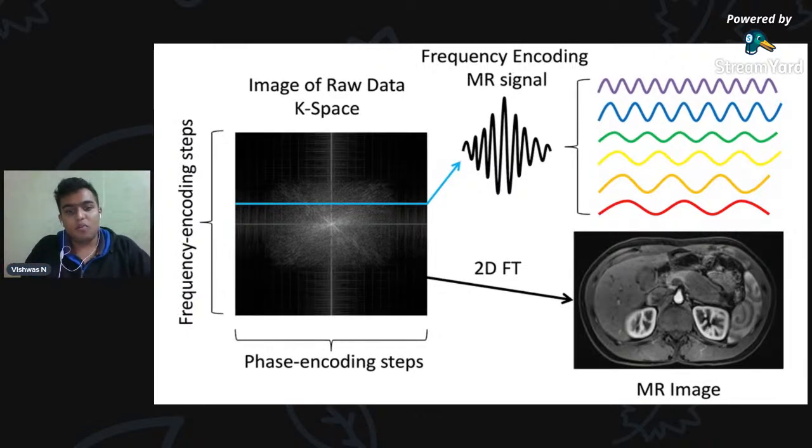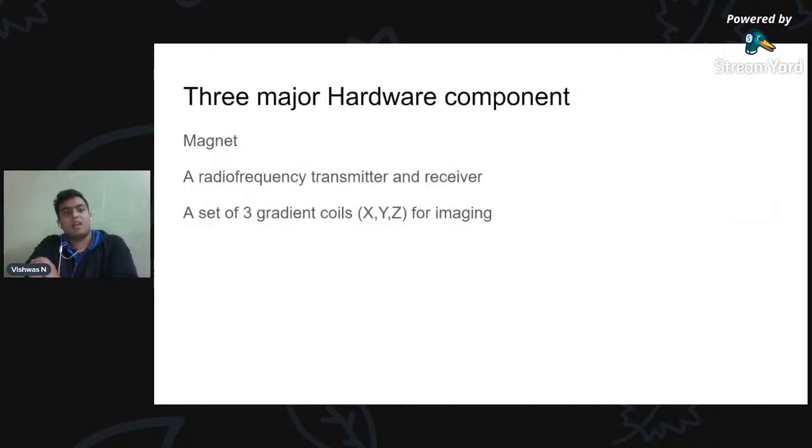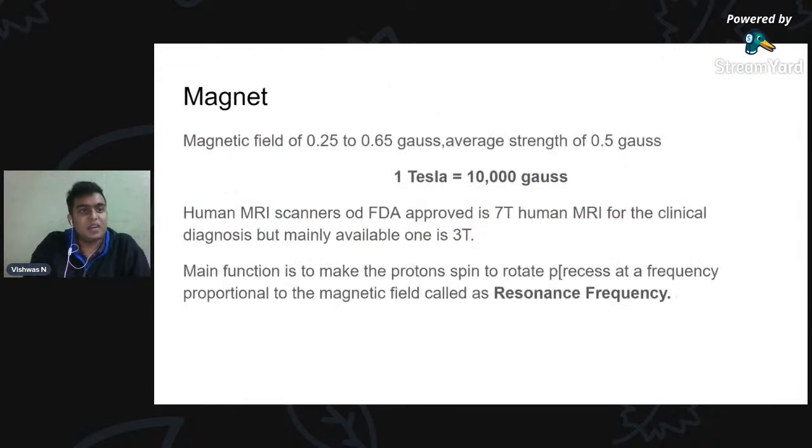So when we move further, MRI consists of three: magnetic, resonance, and imaging. When you think of these, there is a magnet, a radio frequency transmitter and a receiver, and a set of three gradient coils, X, Y, and Z, for imaging. A magnet of 1 Tesla is like 10,000 gauss. A human MRI scanner that is FDA approved is 7 Tesla, and there is also availability of 3 Tesla. When you think of this 7 Tesla, it's just 70,000 gauss. That means much more powerful, more accurate imaging which can be seen.